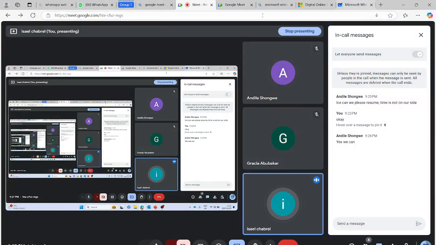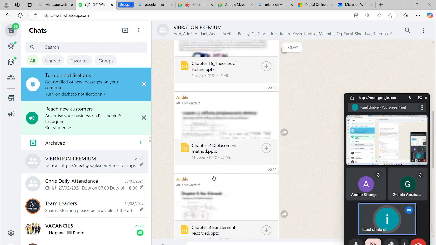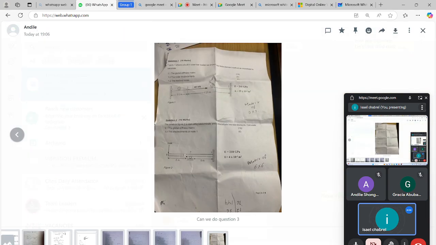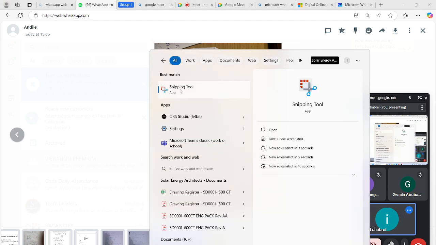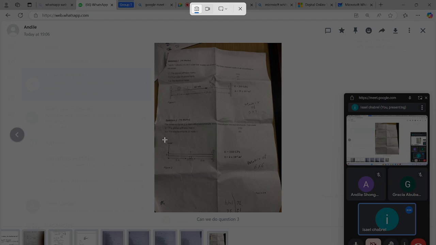Okay, yes, we can. Okay, Andile, without wasting time, I think you wanted to do question three, so we gotta do it. Where's the sniping tool? Sniping tool.